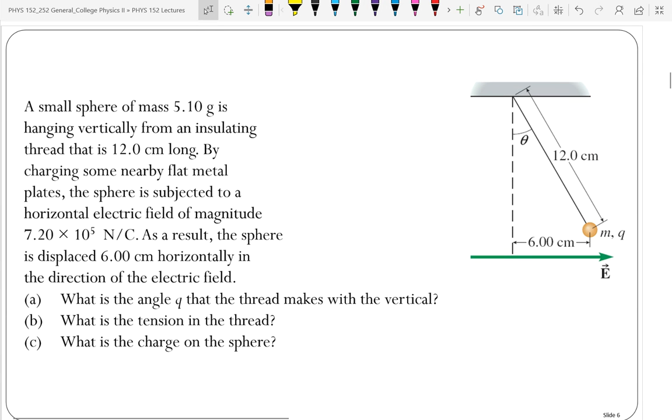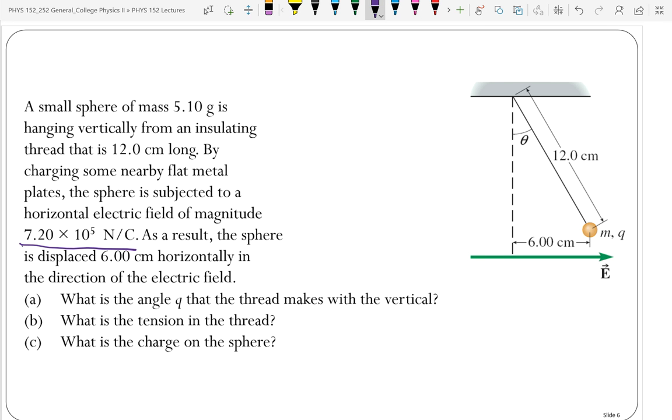So a very simple problem. It's a simple problem because we want to start you with easy, not start you with hard. So we have, again, a small pith ball, spherical mass, has the mass given to you. Since it has the mass given to you, there's a good sign that we're not going to ignore the force of gravity. It's hanging vertically from insulating thread that's 12 centimeters long. By charging some nearby flat metal object, we don't see it, we create an electric field that has this magnitude. And it swings out as shown. So you can see the electric field direction is shown with the green arrow. And then it asks, what is the angle that the thread makes?